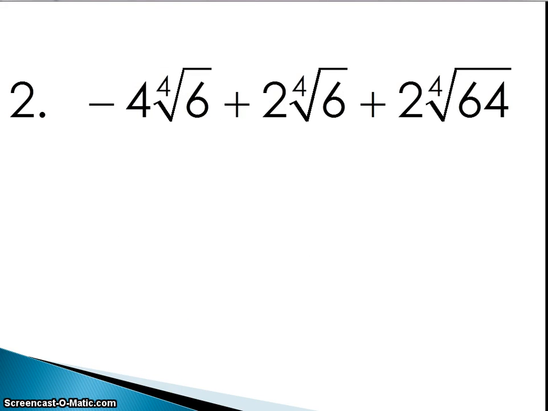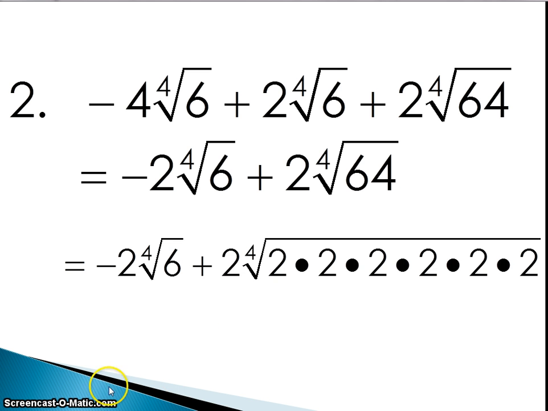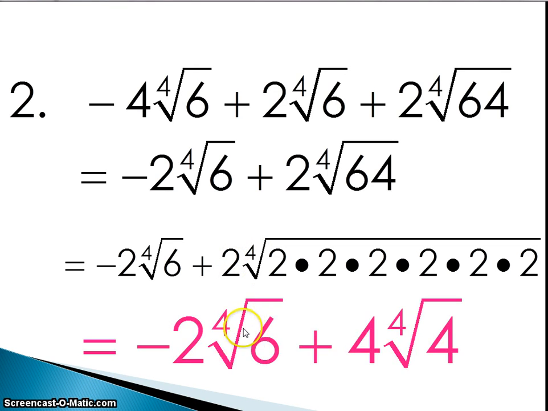Problem number 2, we've only got 2 of them that have the same root with the same radicand. So we're going to combine those together. Now we need to expand out our 64 using math prime factor. 4th root means we look for 4 of a kind. We're going to bring out a 2 and multiply it times the 2 that's already out front. We can't go any further because they don't have the same radicand.